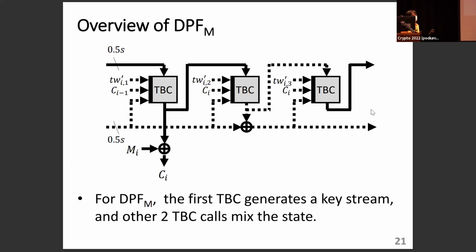And this is the construction for the encryption part. We need to call a TBC 3 times to process each message block. The first tweakable block cipher call generates a key stream, and the other 2 calls mix the state as in the associated data.